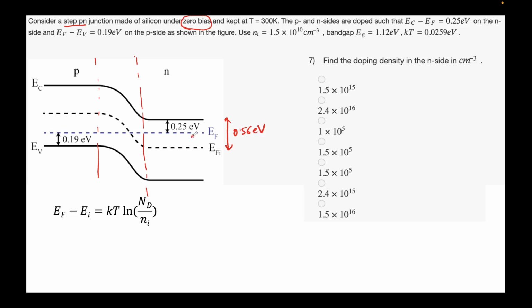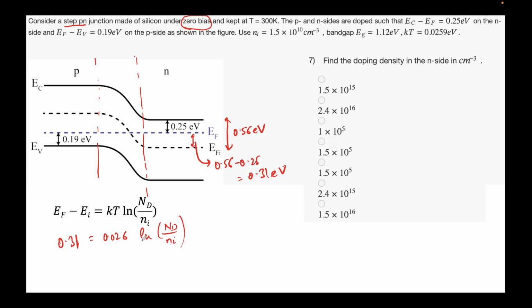Then what would this be? This would be simply 0.56 minus 0.25, which is 0.31 eV. Let's put it here, 0.31. EF minus EI should be equal to KT, which is 0.026, times ln Nd, and that's what we need to find. Ni we know. So let me get my calculator first.